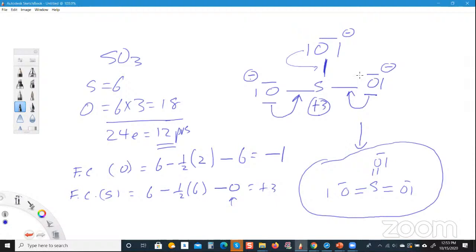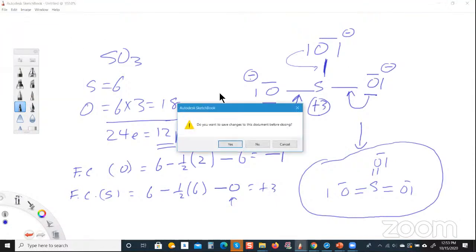Okay, so let's look at another example. Let's look at this one, SOCl2. Again, what we do is determine the valence electrons. Sulfur will contribute 6, oxygen will contribute 6, and chlorine each will contribute 7, but we have to multiply by 2. So that gives you 14. That gives you a grand total of 14 plus 6, 20, 26 electrons, which would be equal to 13 pairs.